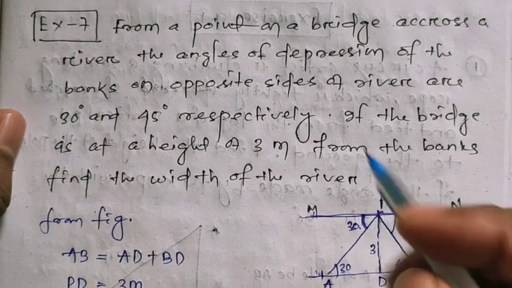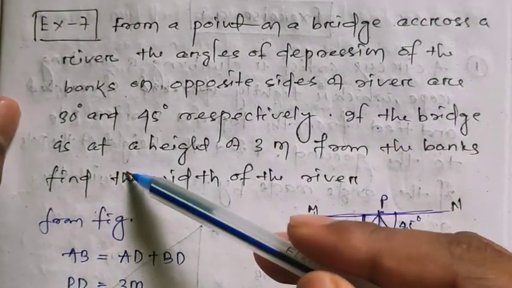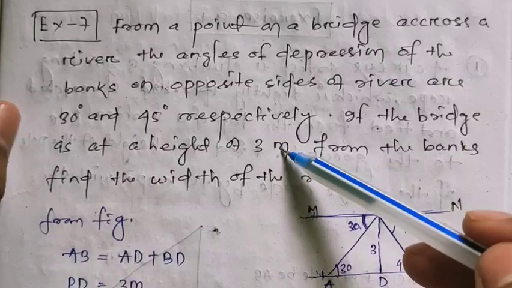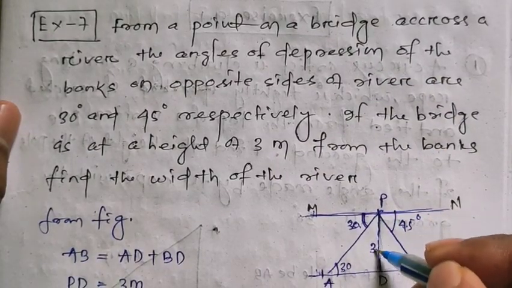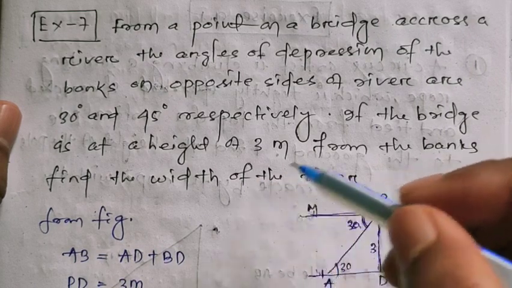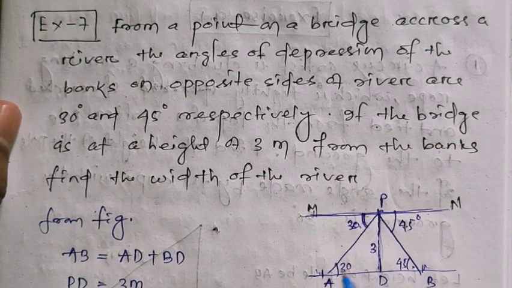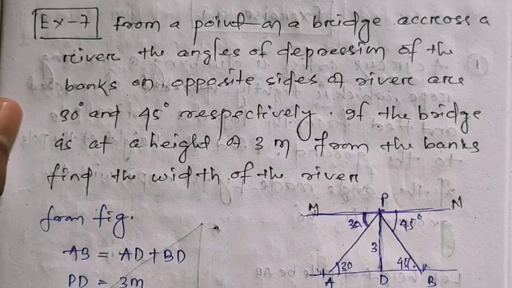And what is given is that the bridge is at a height of 3 meters, that is PD is equal to 3. From the banks, find the width of the river. We have to find the width of the river, that is AB. Understand? Okay, it is a very simple question.